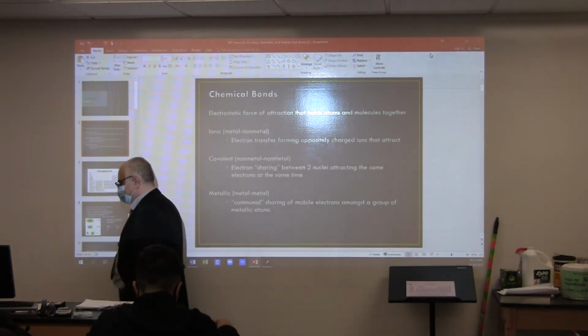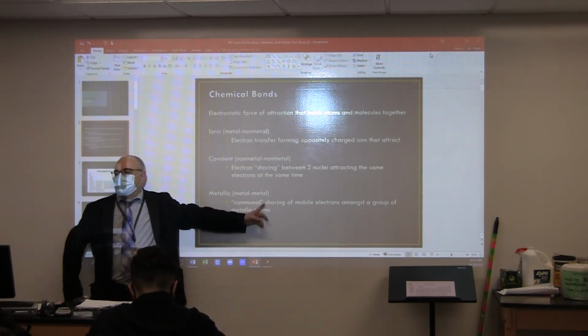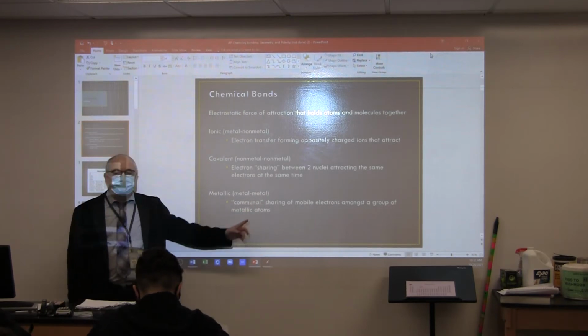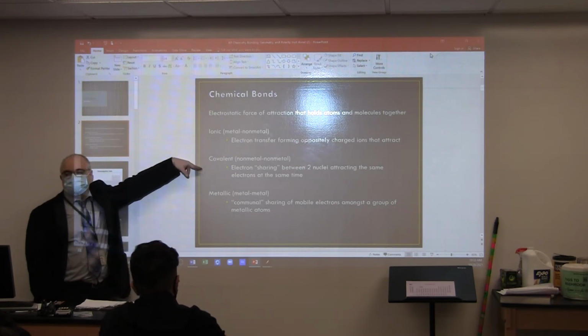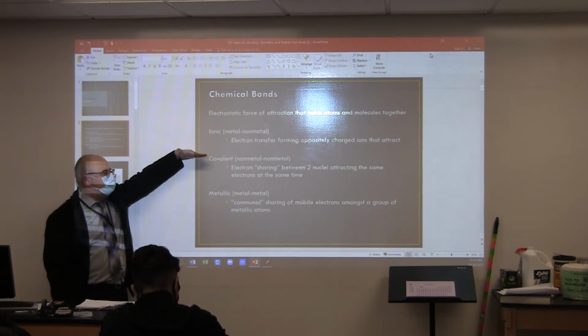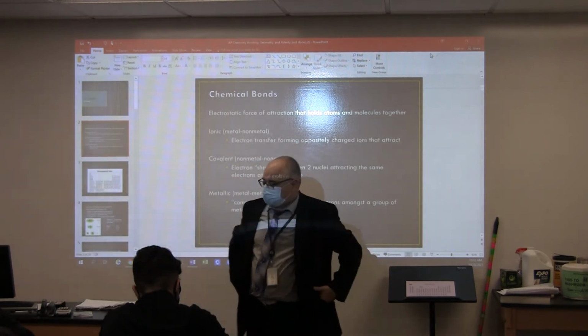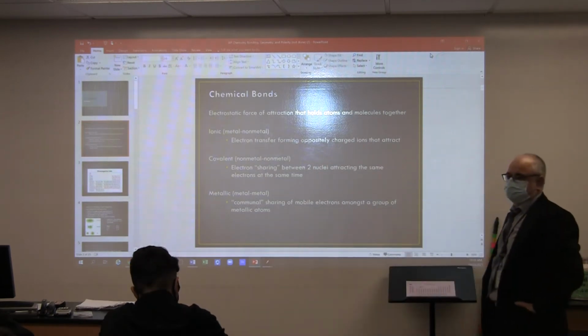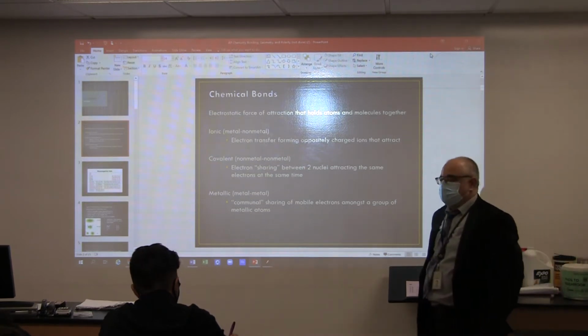Metallic bonding, which is our third type, you'll notice fills out the obvious possible combinations. This is when metals combine with other metals. But the way that happens is very interesting and kind of a hybrid of these two models. Here we have electron transfer, here we have electron sharing, here we kind of have both. And so you'll notice I put communal sharing. Again, we're going to get into these mechanisms much more deeply, but I just wanted to lay it out in front at the beginning. What do I mean by communal sharing of mobile electrons amongst a group of metallic atoms?